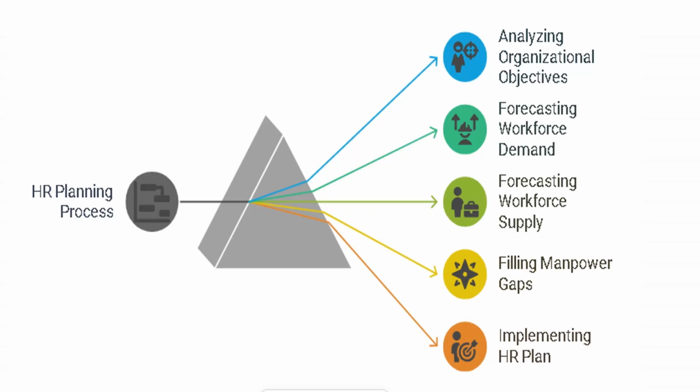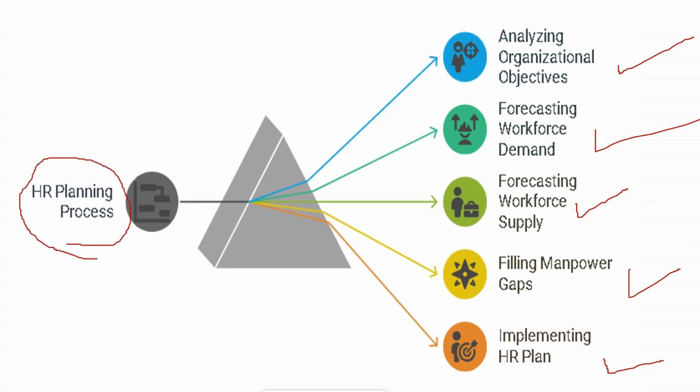So these are the 5 steps to be followed in the human resource planning process. What are they? First is analyzing organizational objective, forecasting workforce demand, forecasting workforce supply, filling manpower gaps, implementing HR plan. So this is all about the process of HR planning.